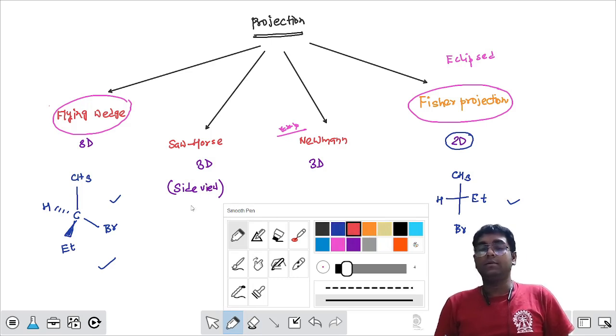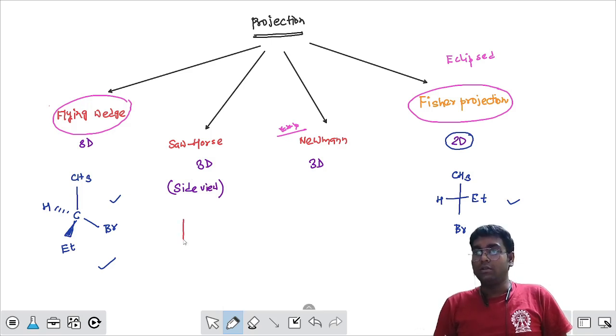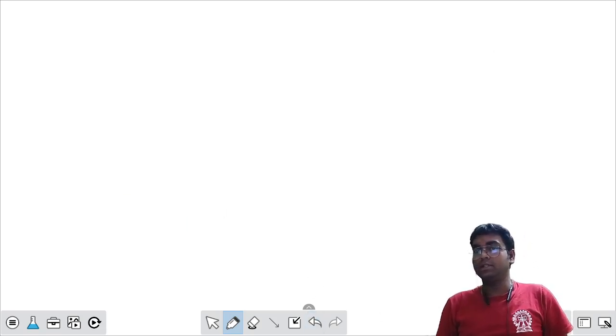Let's now discuss about the sawhorse. Sawhorse looks like this one. We will take an example and we will discuss about this one. So this is sawhorse. This is one carbon. These are the side groups. This is another carbon, and these are the side groups. Okay. So these are the representations.